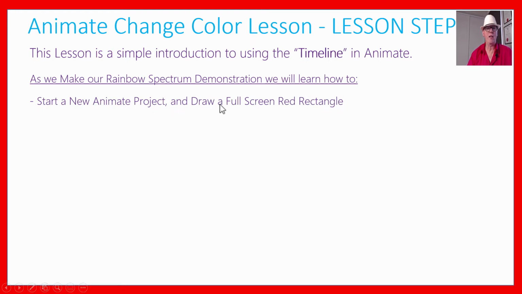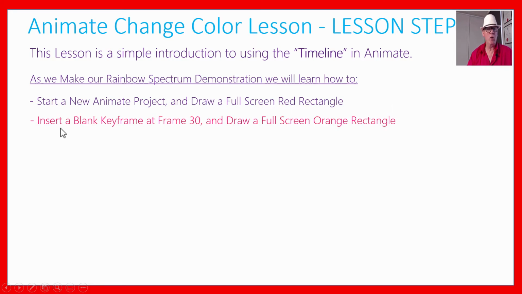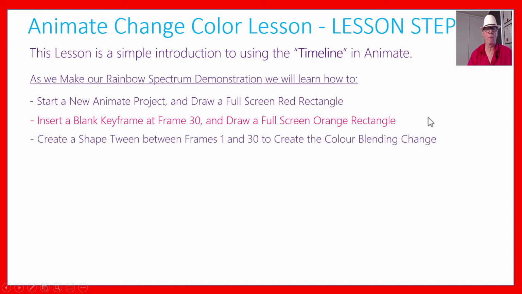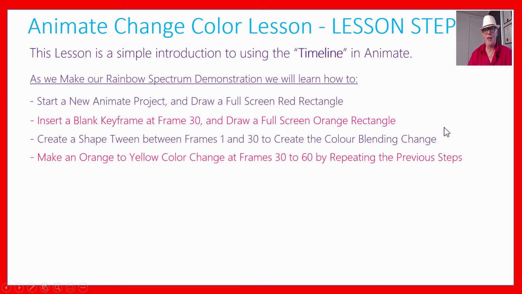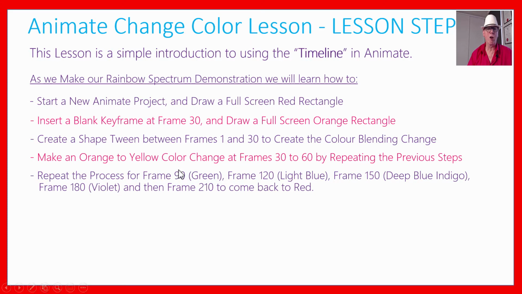Start a new Animate project. We're going to draw a full screen red rectangle. Then we'll insert a blank keyframe at frame 30 and make an orange one, because remember, we're trying to go red, orange, yellow, green. Then we'll just create a shape tween between those 2 frames to create the blending of the red going into the orange, and show you how that works. Then we're going to make yellow at 60, and we'll keep going along. We'll have frame 90's green, 120, so we're just going in 30s here.